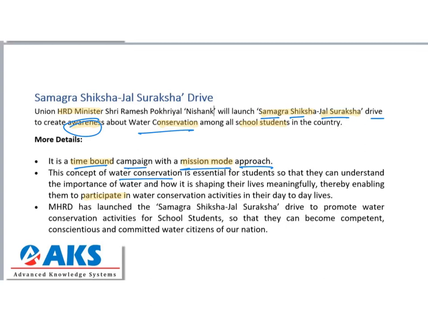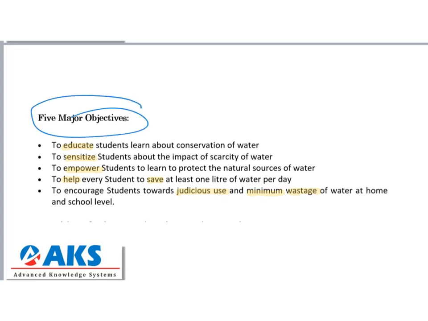Also, Ministry of Human Resource Development has launched the Samagra Siksha Jal Suraksha drive to promote water conservation activities for school students so that they can become competent, conscientious, and committed water citizens of our nation. So, what are the major objectives of this program? The major objectives of the program are to educate students to learn about conservation of water, to sensitize students about the impact of scarcity of water, and also to empower students to learn to protect the natural sources of water, and to help every student to save at least 1 liter of water per day. It also seeks to encourage students towards judicious use and minimum wastage of water at home and at school level.